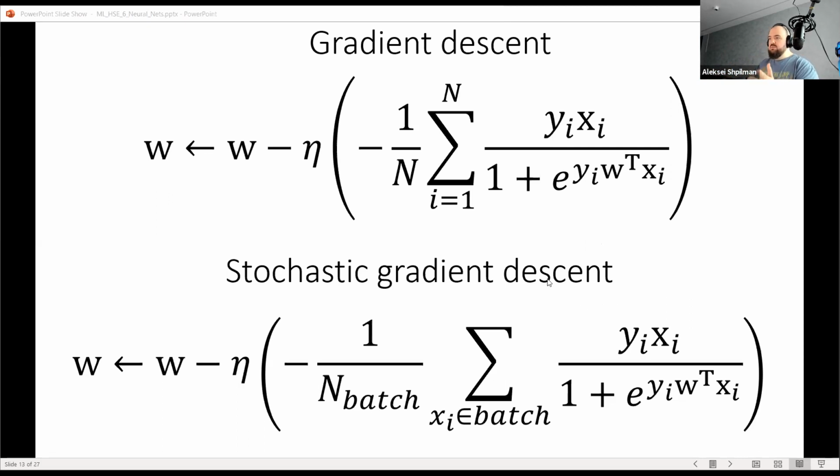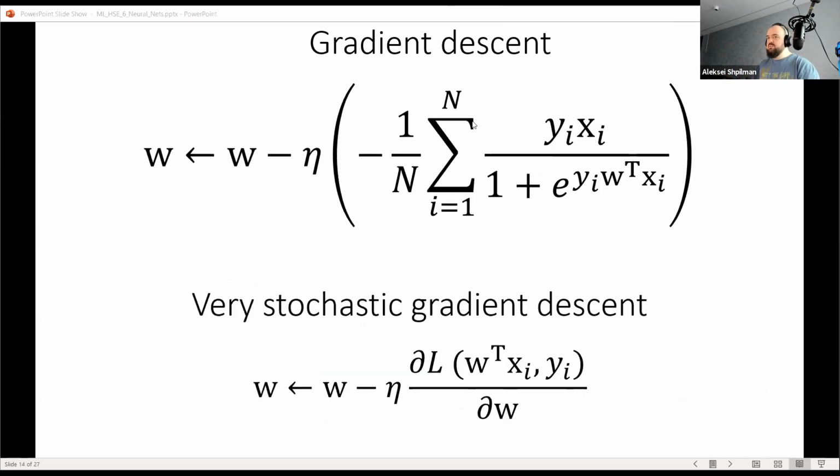Gradient descent is when we go through all points. Stochastic gradient descent is when we go batch by batch. And there is also a very stochastic gradient descent, which is when we take one point and our batch consists of only one point.